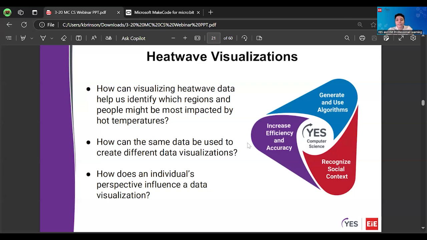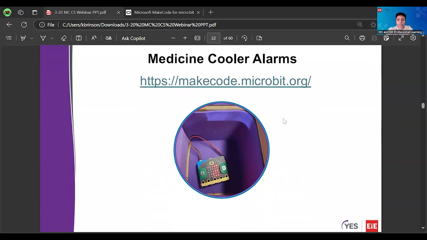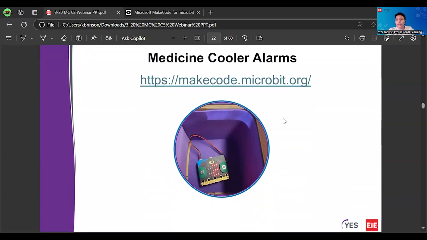So with that said, let's dive into our second computer science module here, which is medicine cooler alarms, which uses a small microbit, which you can see on the screen here inside of a medicine cooler. Just dropping the link again for everyone. Now, at this point, this particular lesson and module explores the creation of a temperature monitoring and alert system for the medicine coolers. And this is really about the improve phase and the role of automation in engineering solutions.